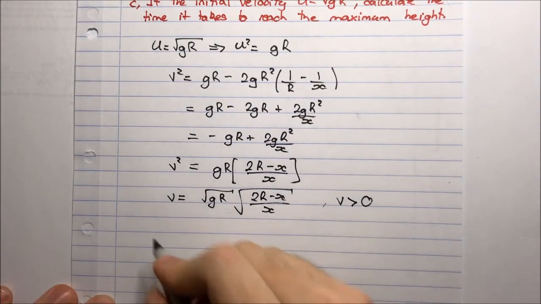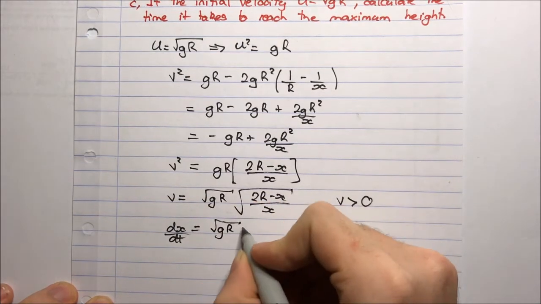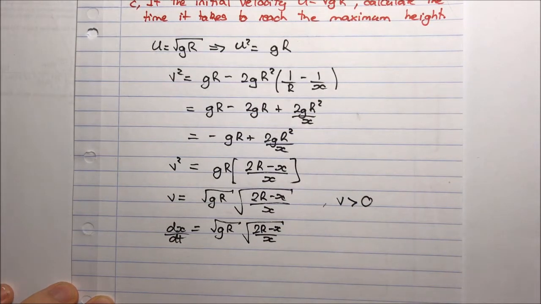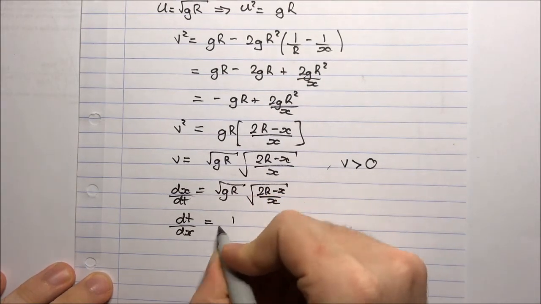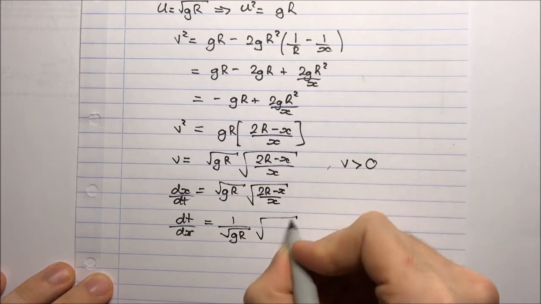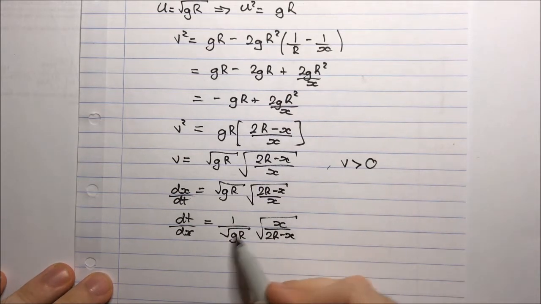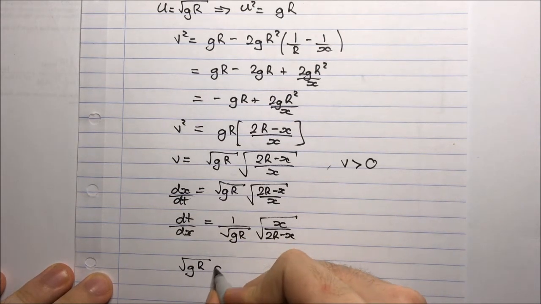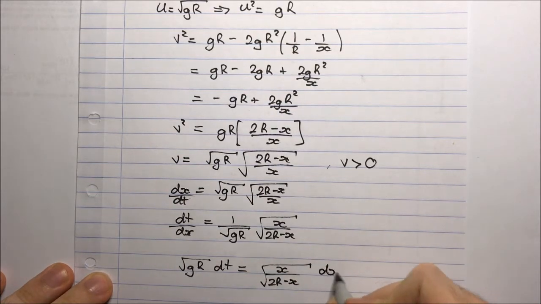So now that we have this v, I can write v as dx on dt. That's equal to the square root of gr times the square root of (2r minus x) on x. Now I'm going to reciprocate both sides, which is the common trick that we've seen in the past few examples, so that we can integrate easier. I'll bring the dx up here, and the root gr here. So I get root gr dt equal to the square root of x on (2r minus x), dx.